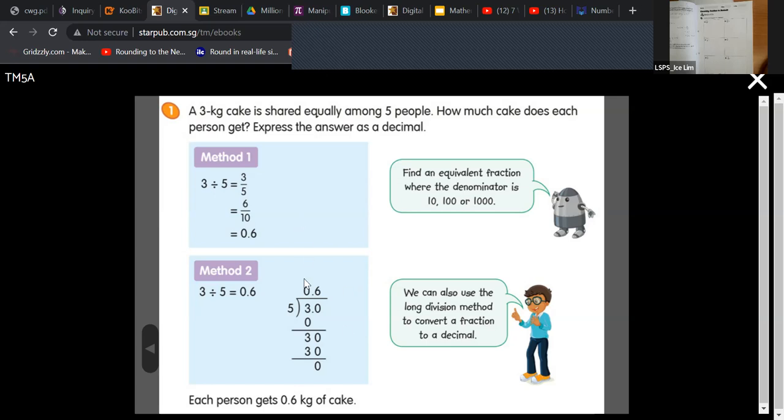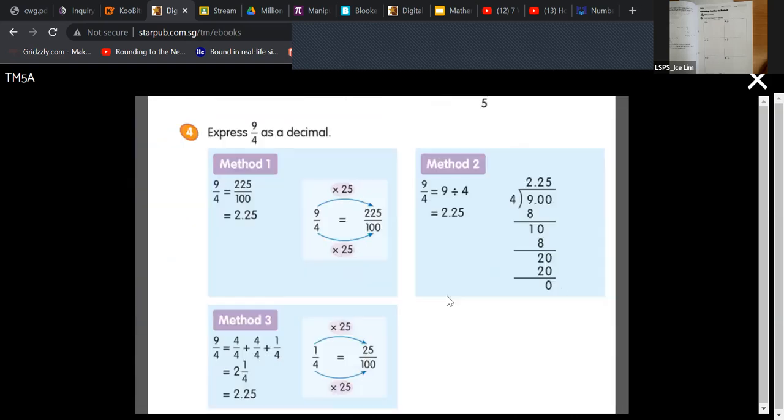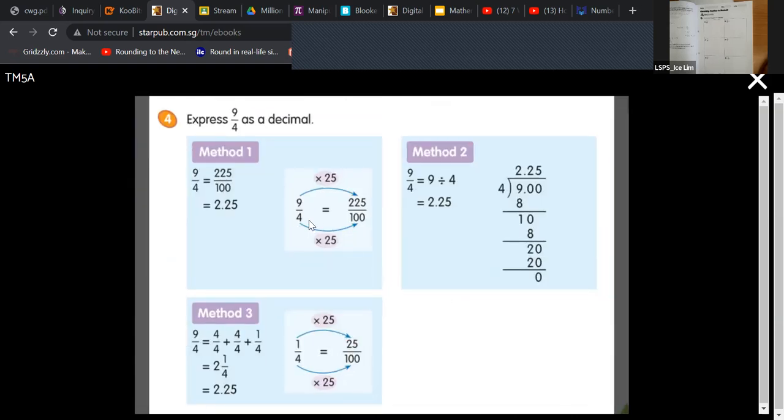Now, that we are primary 5, there are a few ways to solve a problem. Okay? What we need to do is to understand how each of them works and which method is easier and faster for which problem. Sometimes you'll choose method 1. Sometimes you'll choose method 2. Sometimes you choose method 3. If you look at the workbook here, it shows you the 3 different methods.